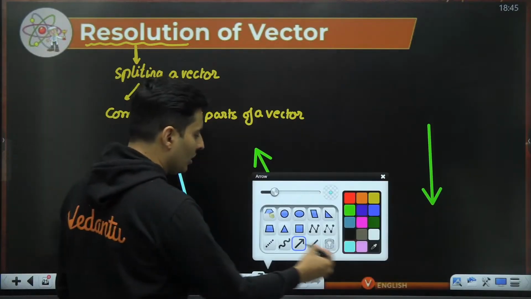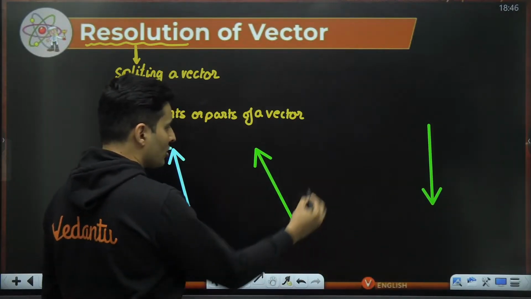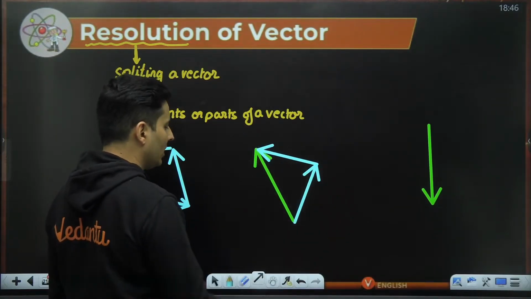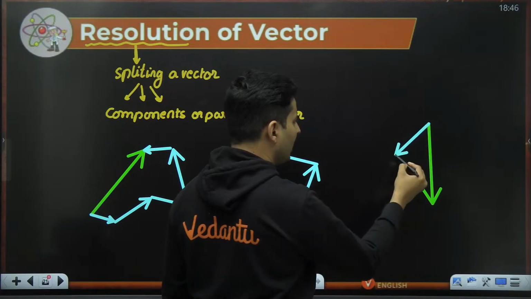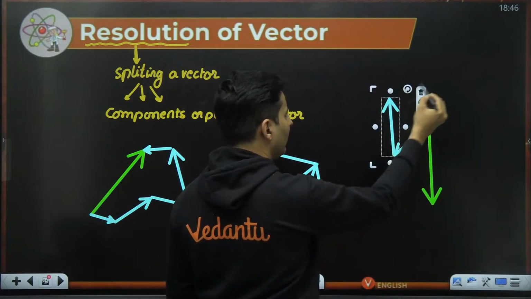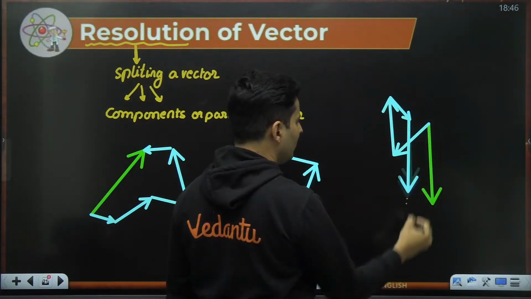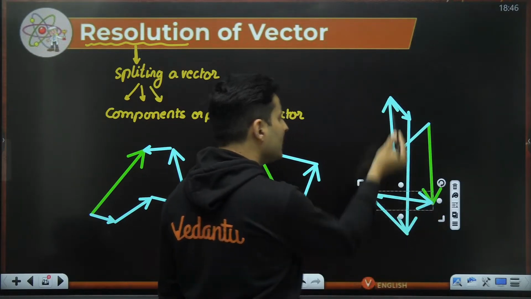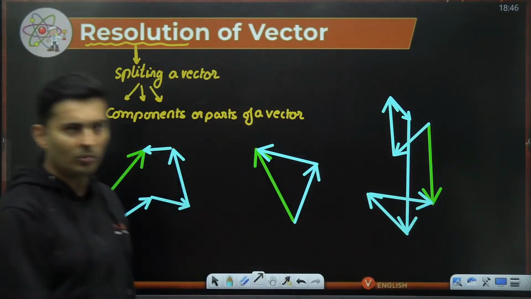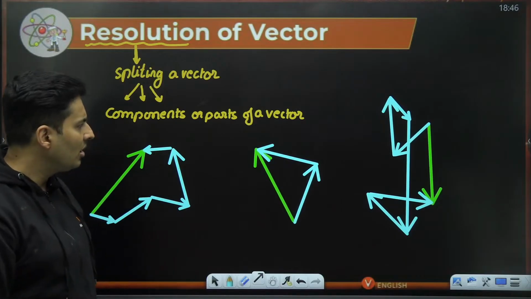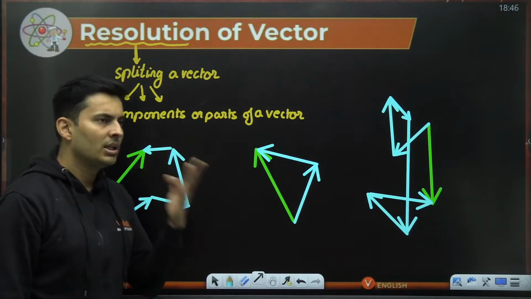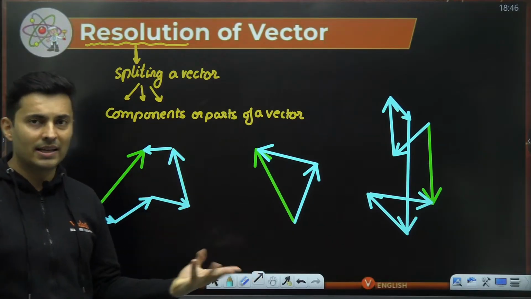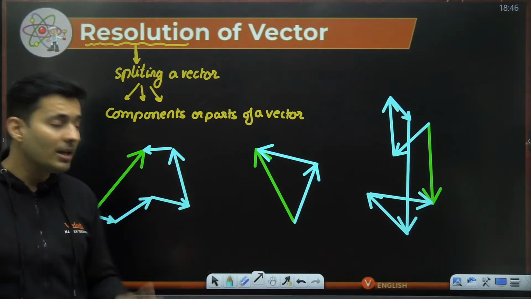Sir, then I can also make the components for this also, sir, this and this. 100% these are the two components of the vector. So for this also I can make this vector, then this vector, then this vector, and then this vector. Are these the components? 100% they are the components of the vector. Sir, if that is the scenario, then I can make as many permutation combinations, so many possibilities are there. Yes, absolutely correct.